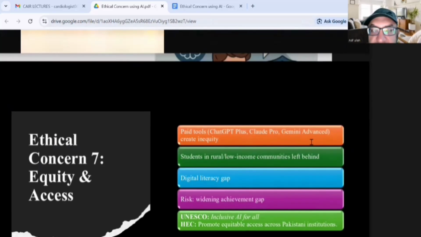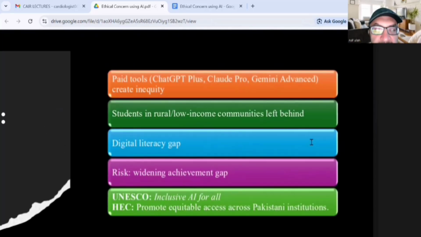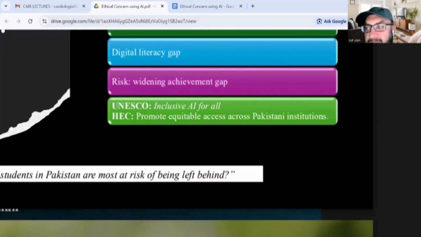Ethical concern 7 is equity and access. Paid tools create inequity. Students in rural, low-income communities are left behind. There is a digital literacy gap. There is a risk of widening the achievement gap, and UNESCO says AI should be inclusive, AI for all. HEC says to promote equitable access across all Pakistani institutions and all students. But groups of students in Pakistan are most at risk of being left behind.